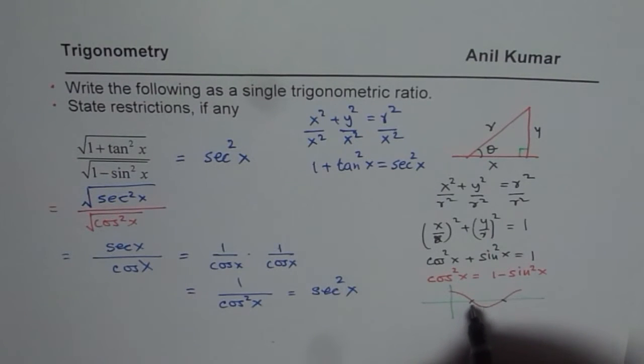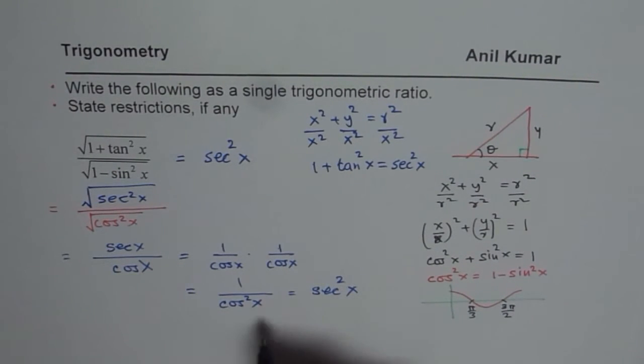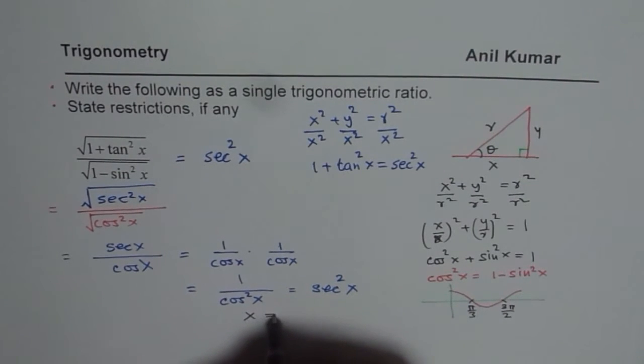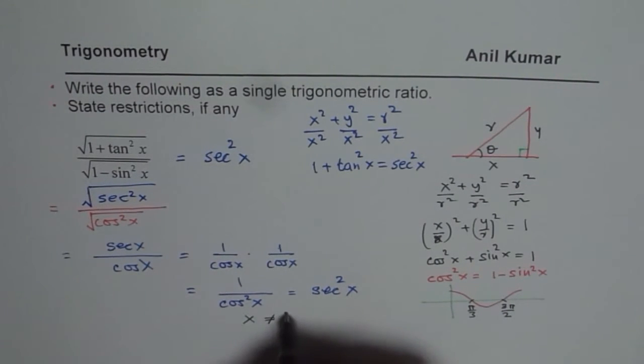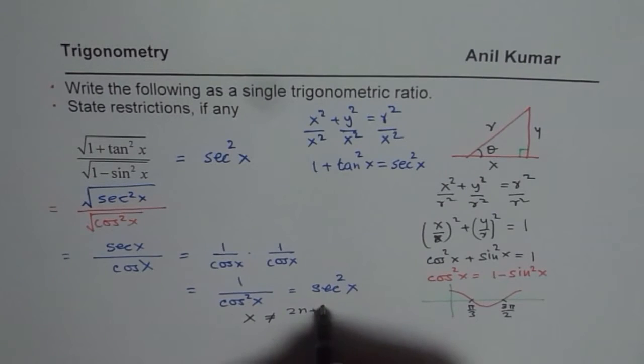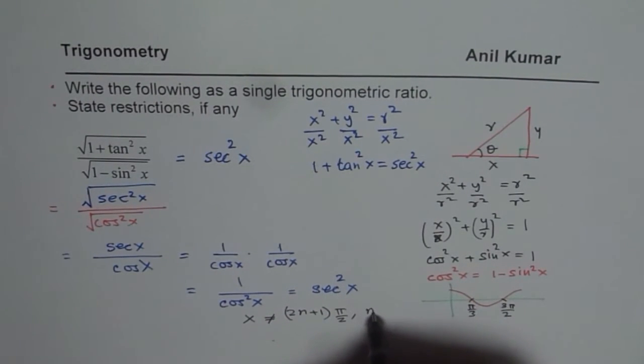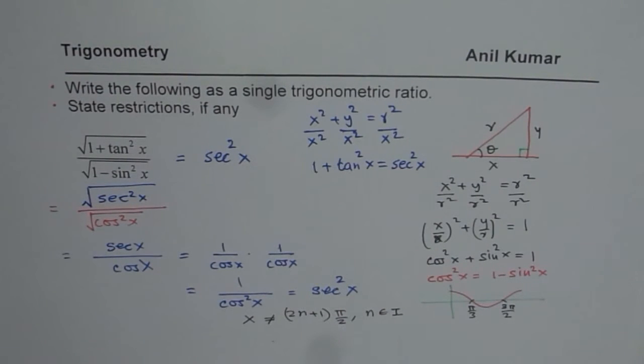odd multiples of pi by 2, right? So this is pi by 2. This is 3 pi by 2. So at odd multiples of pi by 2, it is 0. So we say x is not equal to odd multiples, which you can get by an expression (2n plus 1) pi by 2, where n belongs to integers, right? So that is how you could write down the restriction on this function, right?